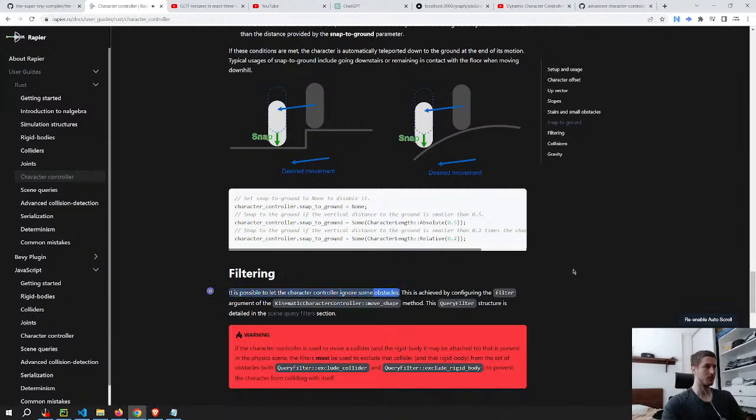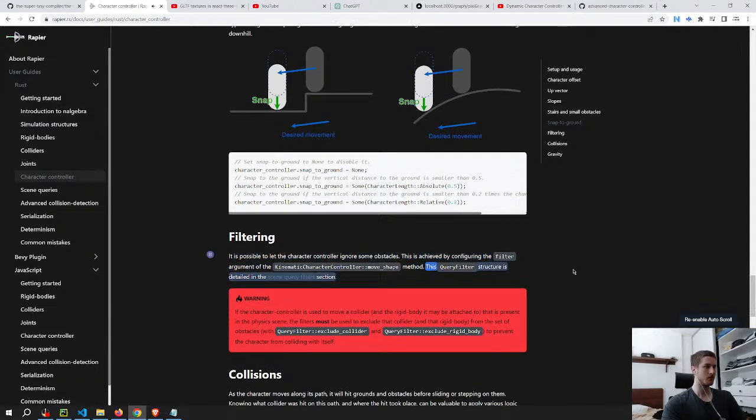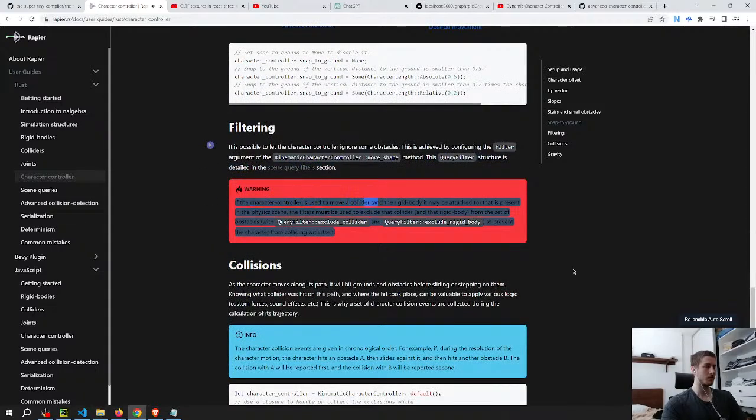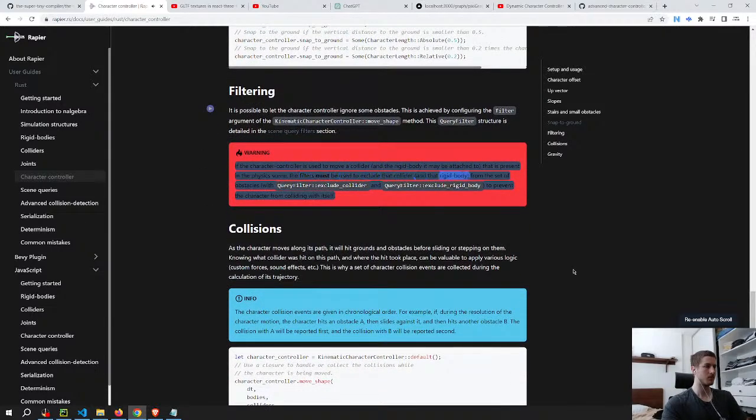It is possible to let the character controller ignore some obstacles. This is achieved by configuring the filter argument of the kinematic character controller's move_shape method. This query filter structure is detailed in the scene query filter section. Warning: if the character controller is used to move a collider and a rigid body it may be attached to, that is present in the physics scene, the filters must be used to exclude the collider and that rigid body from the set of obstacles. Use QueryFilter::exclude_collider and QueryFilter::exclude_rigid_body to prevent the character from colliding with itself.